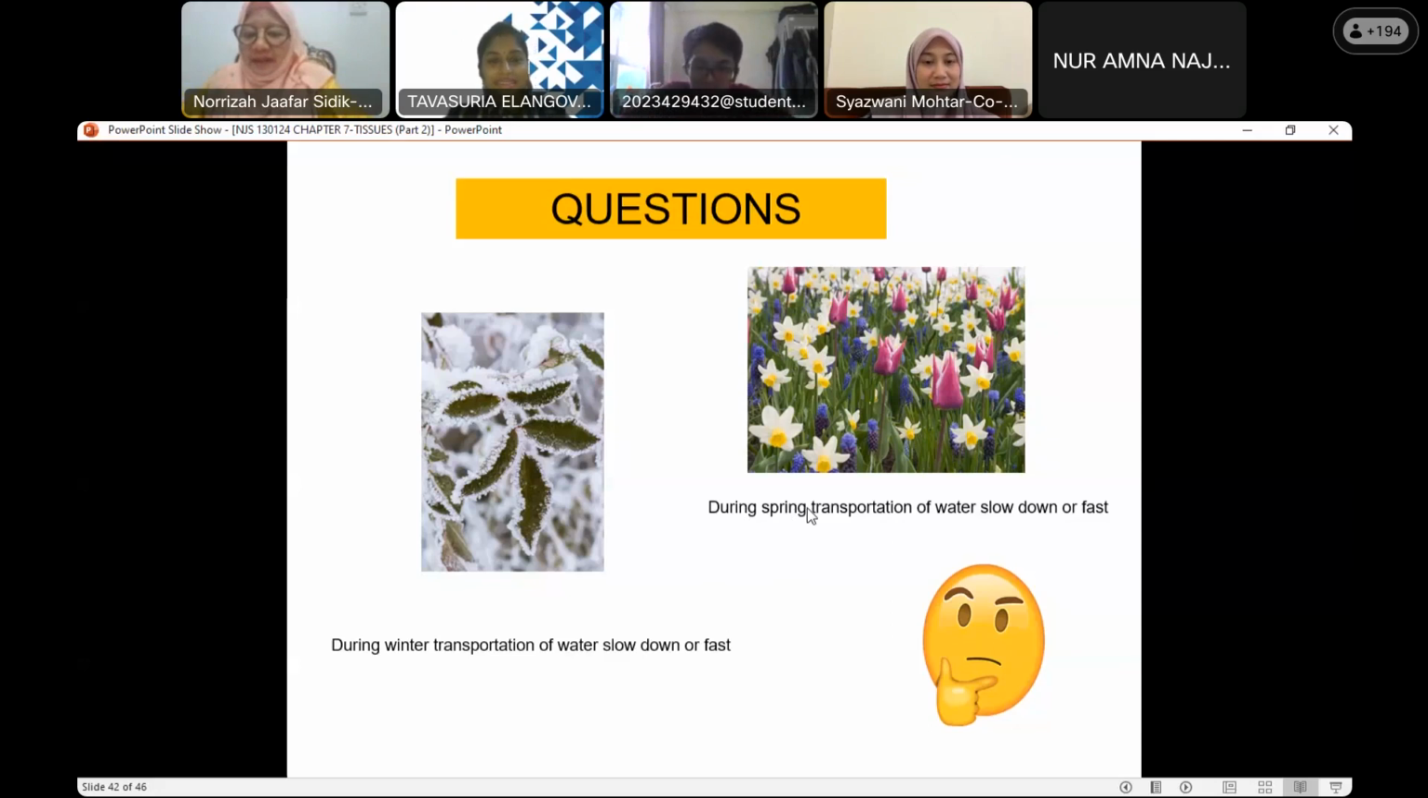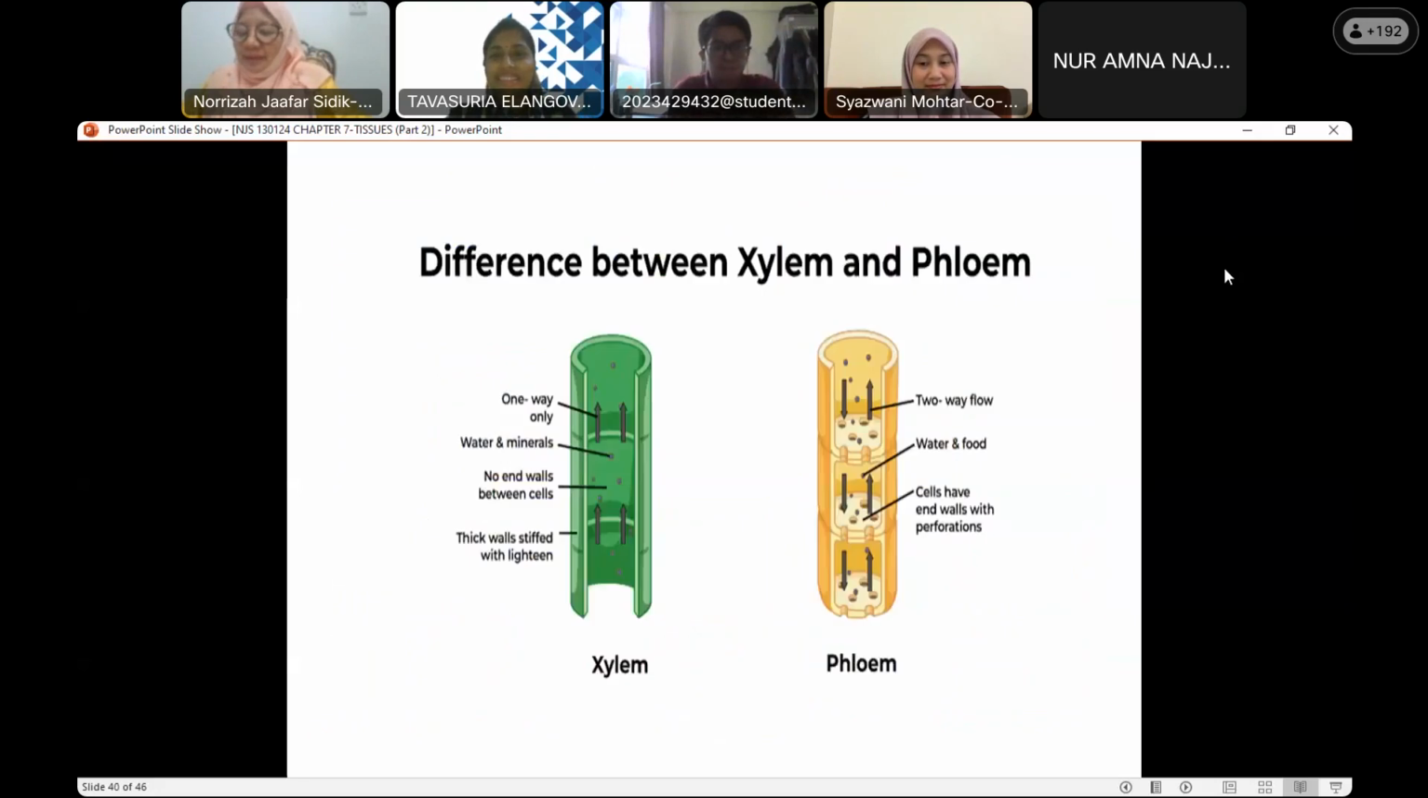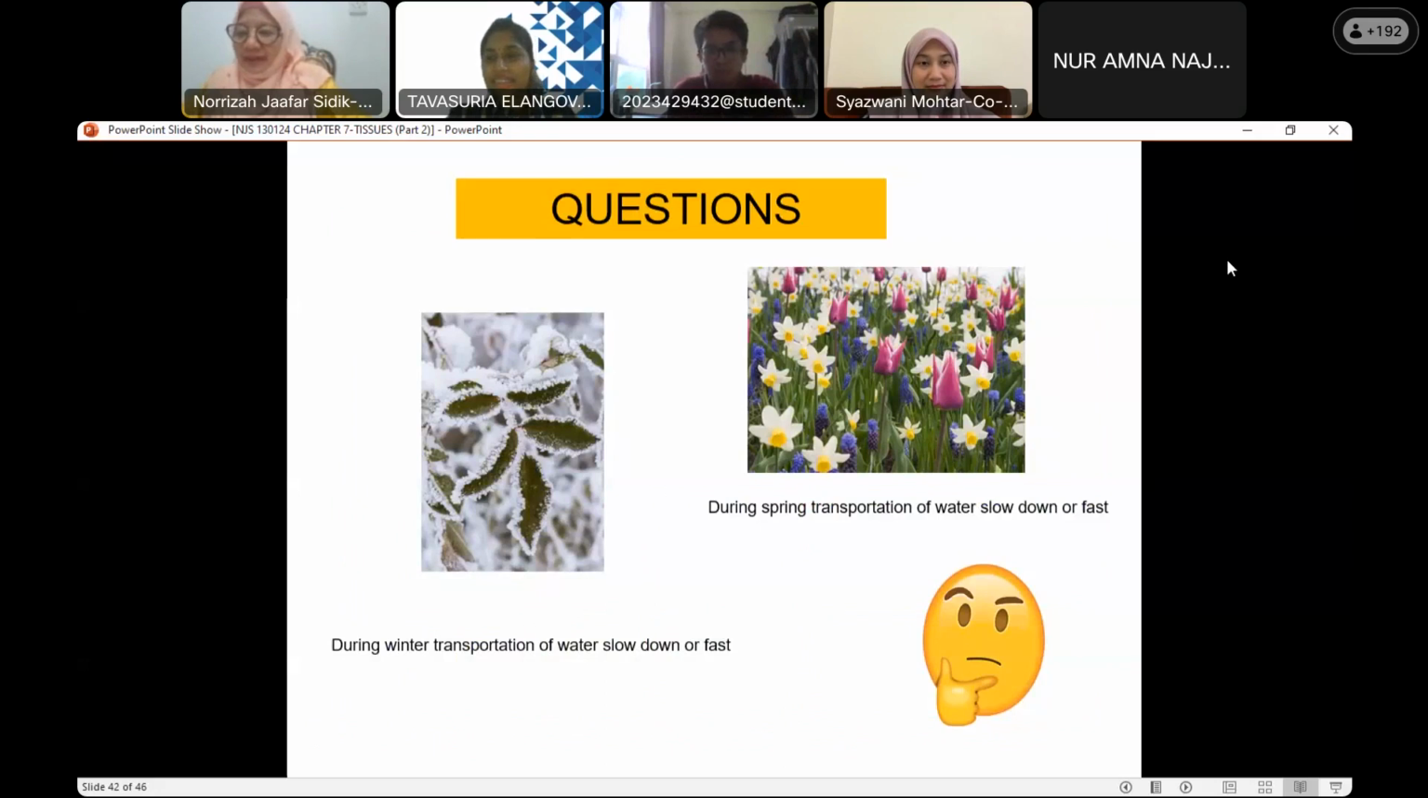During spring, yeah. You can see here the leaves, the flowers. The transportation of water, does it slow down or go fast? It's fast. Okay, Muhammad Aiman, you answered the question just now? Is it Muhammad Aiman? Betul kan? Okay, good. If you said that it is fast, give me the reason why.